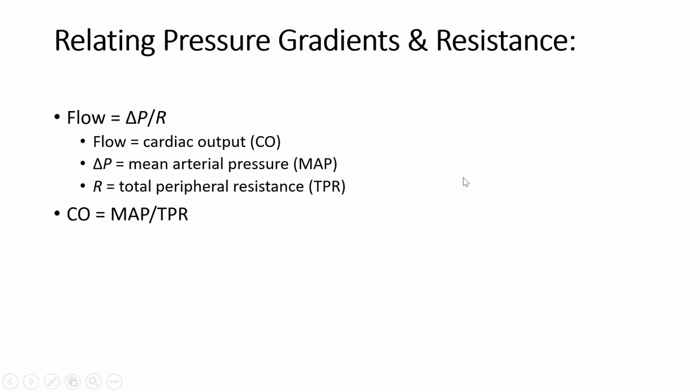Now, the last bit here is kind of putting it all together and then relating it to our physiology. So when we think about flow, we've described this equation for flow as being our pressure gradient or pressure differential divided by the resistance encountered. And we can kind of plug in some of our own physiologic values for these physical parameters. So for flow, we can plug in our cardiac output, right? Does anyone remember the equation that we talked about for cardiac output?